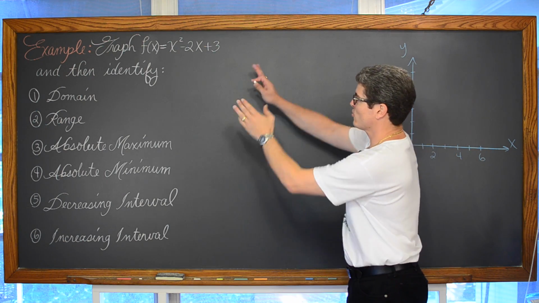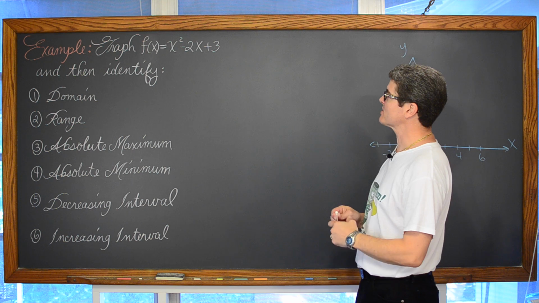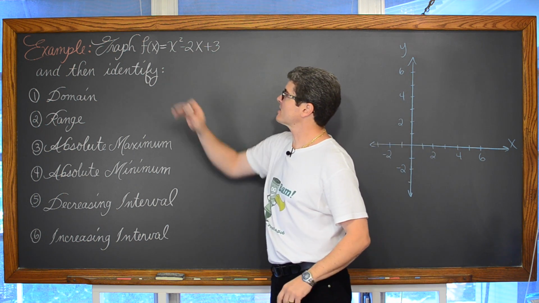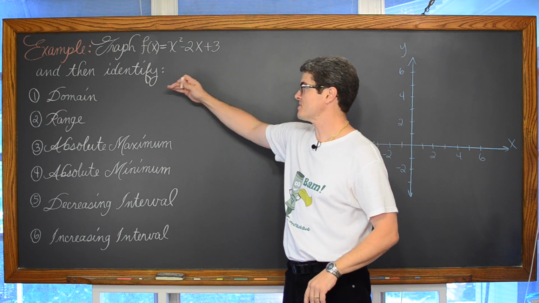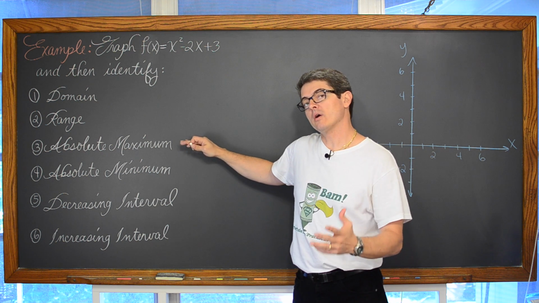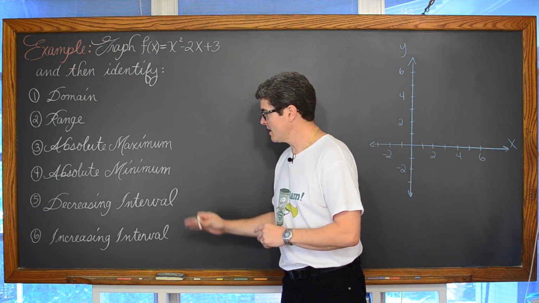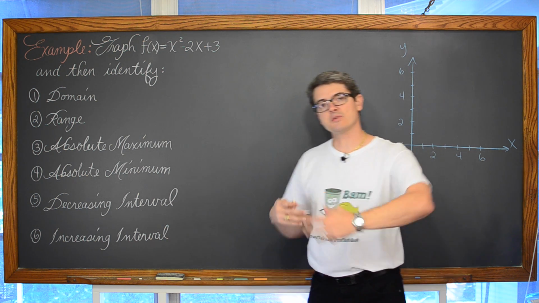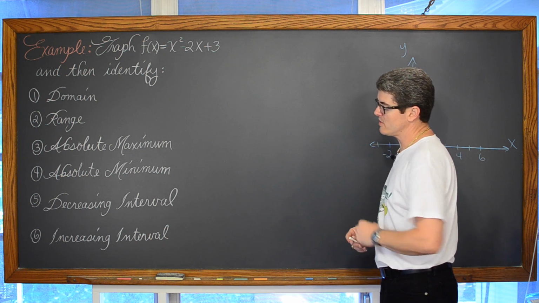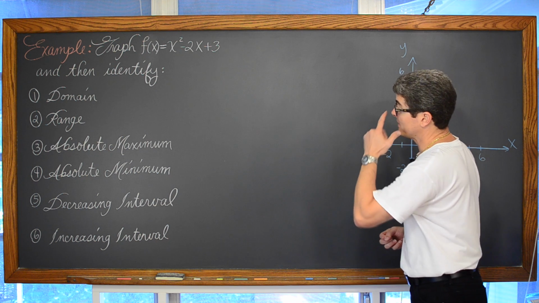Alrighty then. Graph f of x is equal to x squared minus 2x plus 3, and then identify what's the domain, what's the range, where is the absolute maximum or minimum if one exists, and identify the intervals where the function is increasing or decreasing.